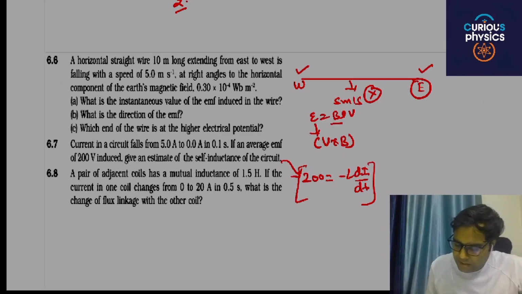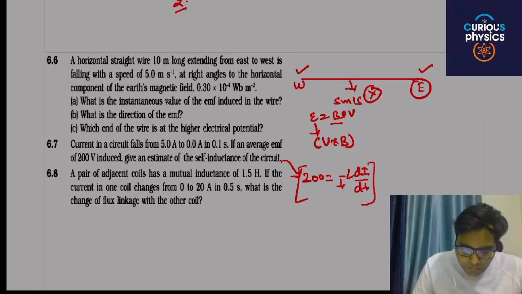And why is there a minus? Minus is just showing the direction of the induced EMF. So di by dt is 5 minus 0 by 0.1, and you will easily calculate the value of L.